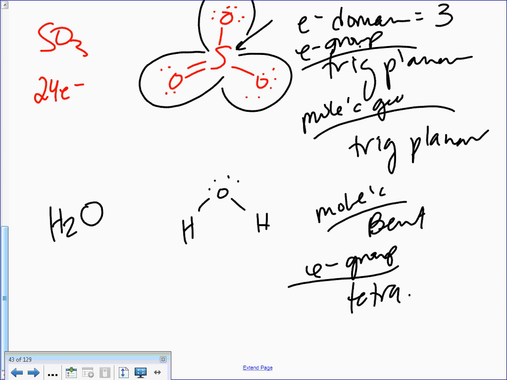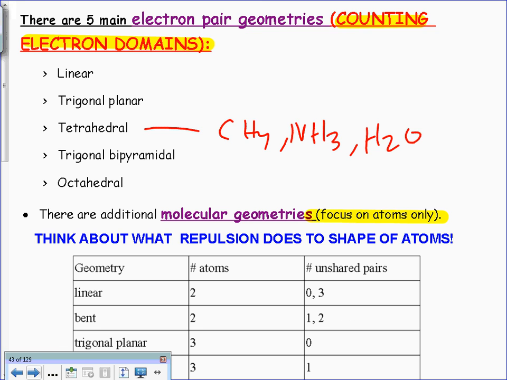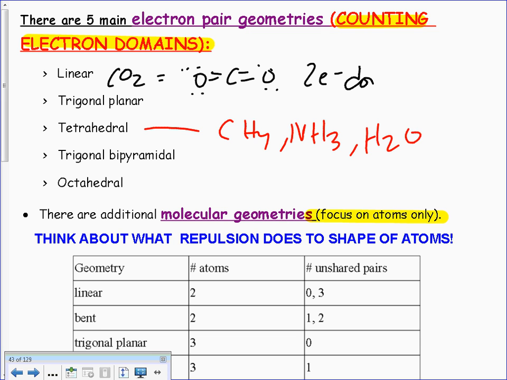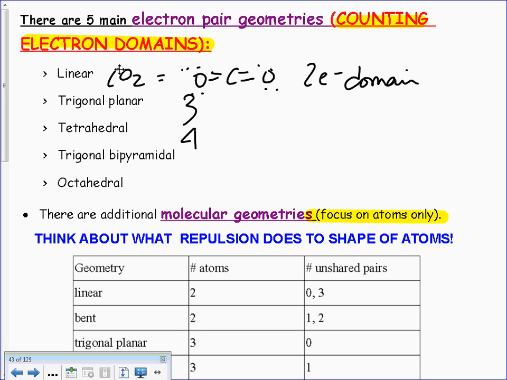So let's go back to the 5. Tell me how many electron domains are in each of those structures. So how many electron domains are there for a linear geometry? 2 most likely, right? It could be 1 with 1 attachment, or it could be like carbon dioxide. For example, carbon dioxide, around the carbon there are 2 electron domains. So in trigonal planar, how many electron domains? 3. Tetrahedral, 4. Trigonal bipyramidal, 5. Octahedral, 6. So you can see it's just looking at the electron domains, not specifically the atoms.